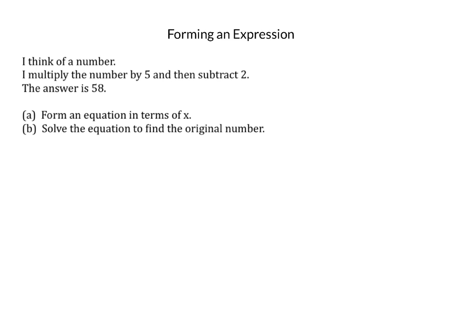Another way of forming an expression will be from a word problem. So here it says I think of a number, I multiply the number by 5, I subtract 2, the answer is 58. Form an equation in terms of x. So that means you're going to put x into this. So that's the number that I'm thinking of. So I think of a number, x. I multiply this number by 5, multiply by 5. I subtract 2, my answer is 58, equals 58. So just tidy that up a little bit. I got 5x minus 2 equals 58. That's the answer to part a.